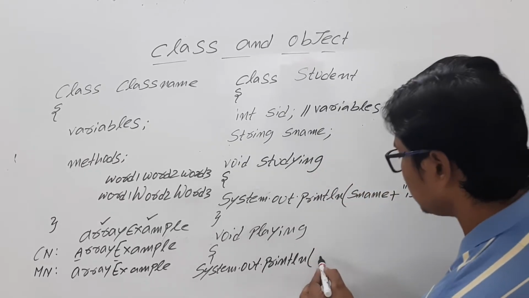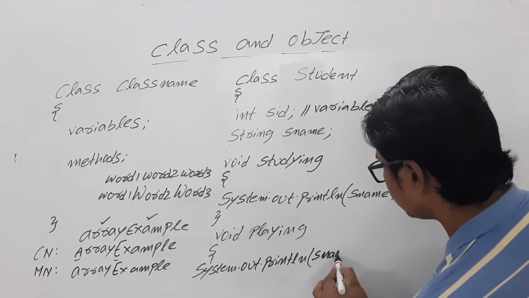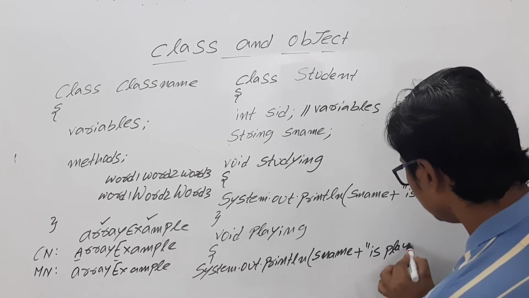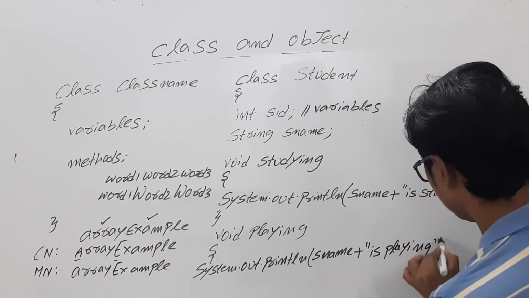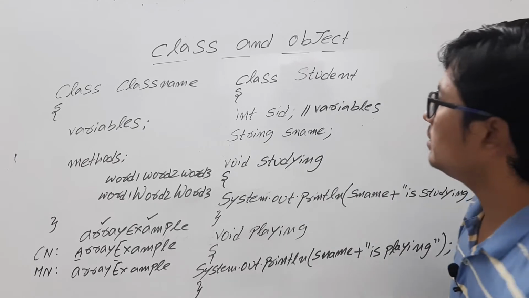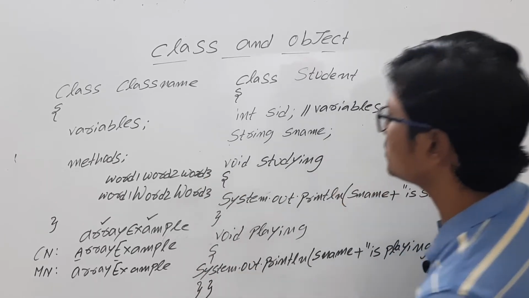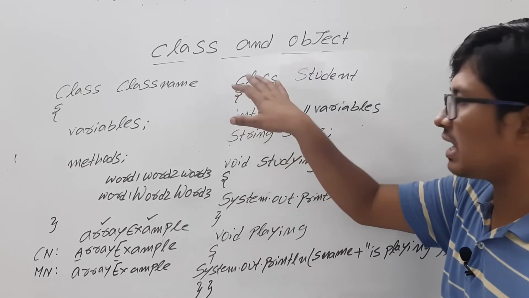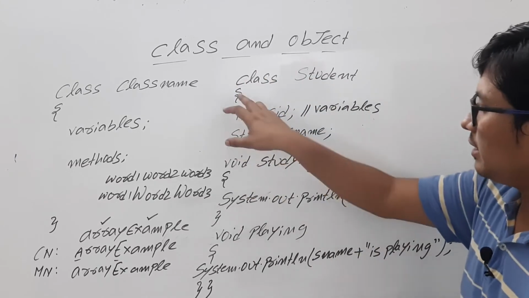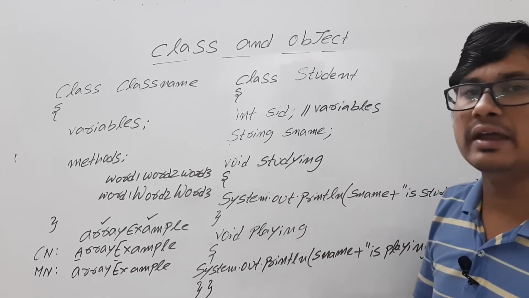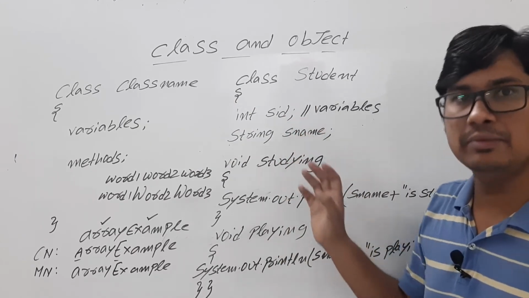I will write s name is playing. Okay, let me close the playing method and let me close the class. So this is the way you can define a class. So what is the procedure? Class name, and then open the curly braces and close the curly braces. In this one you can have the variables and methods.